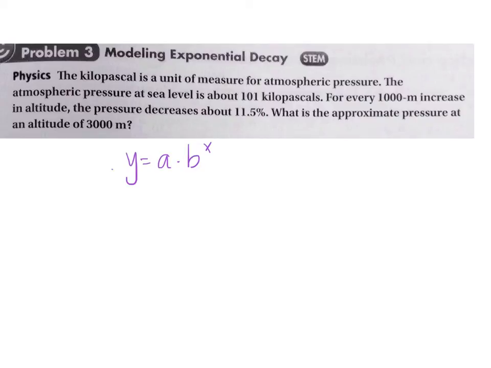And they're talking about how many times does it decrease. So it says 3,000 meters. That's not it. It's for every 1,000 meters it increases. And now it's 3,000. So how many times did it increase? 1,000, 1,000, 1,000. So that's 3 times. So when you plug your stuff into your formula, you're going to get 101 times 1 minus 0.115 to the 3rd power.